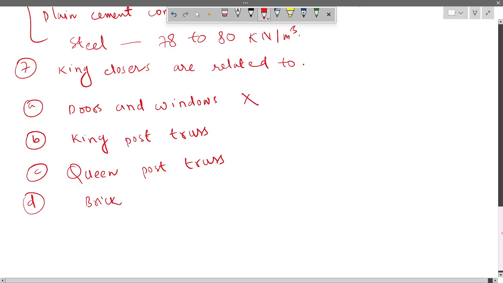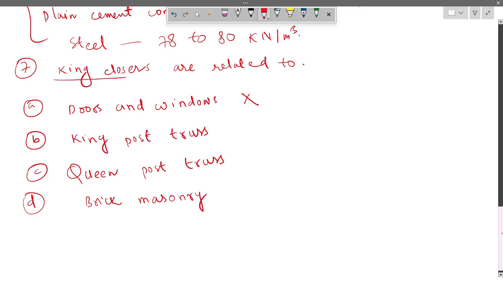So you see how the examiners are confusing the students. It is a very simple question. King closures are related to, what will be the answer? Brick masonry. But here the options are very tricky. You see, king post, it is king closure, it is king post, queen post. So most of the students or some of the students will mark the answer as B. So it is wrong. D will be the correct answer. Okay, note it down.